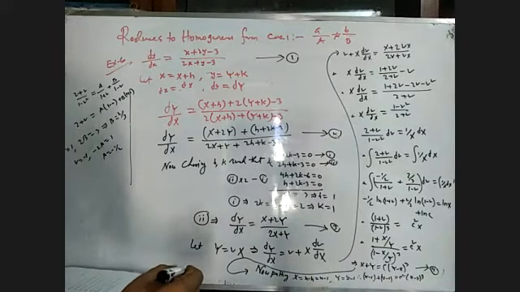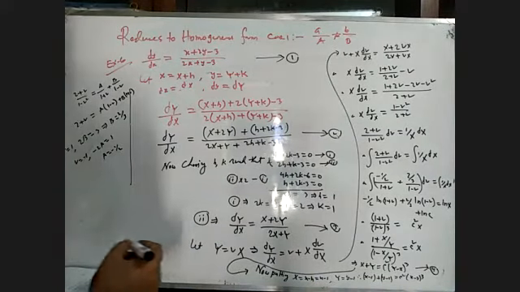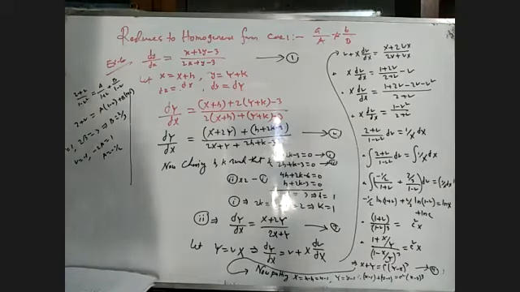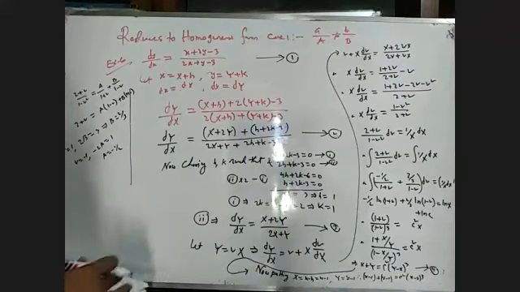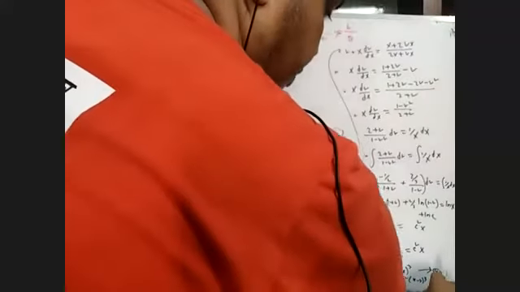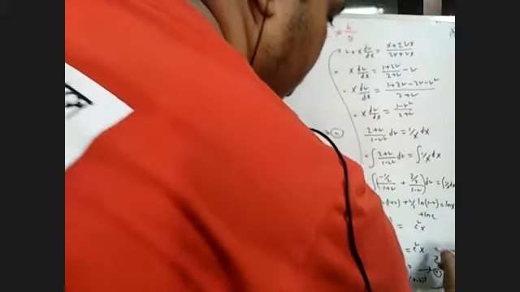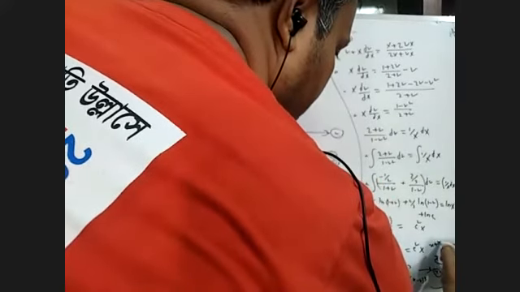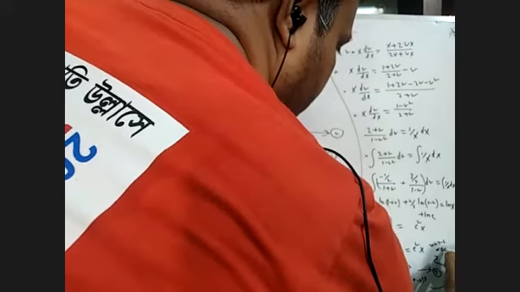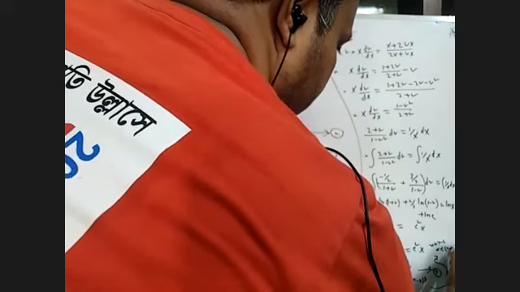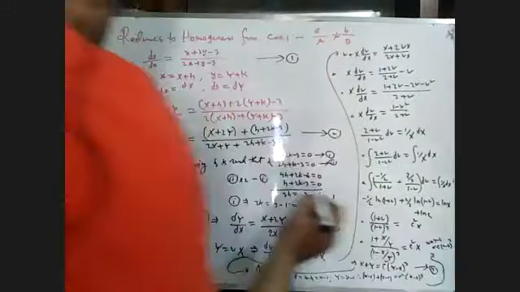Hence the required result will be x plus y minus 2 equals constant times (x minus y) whole cube. This is the result.